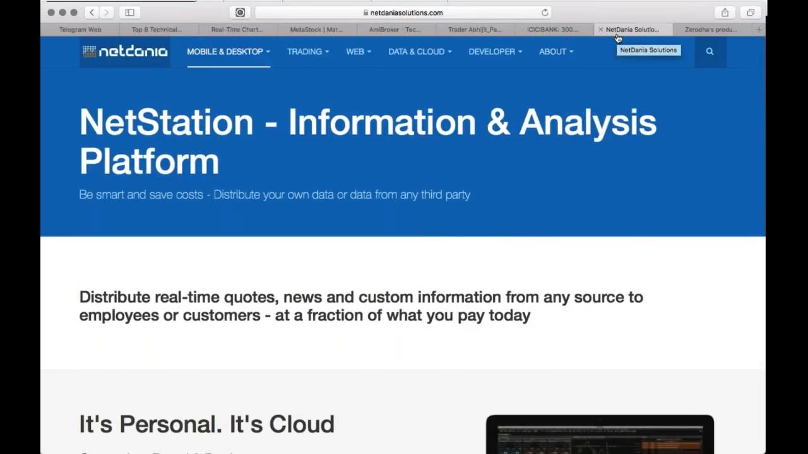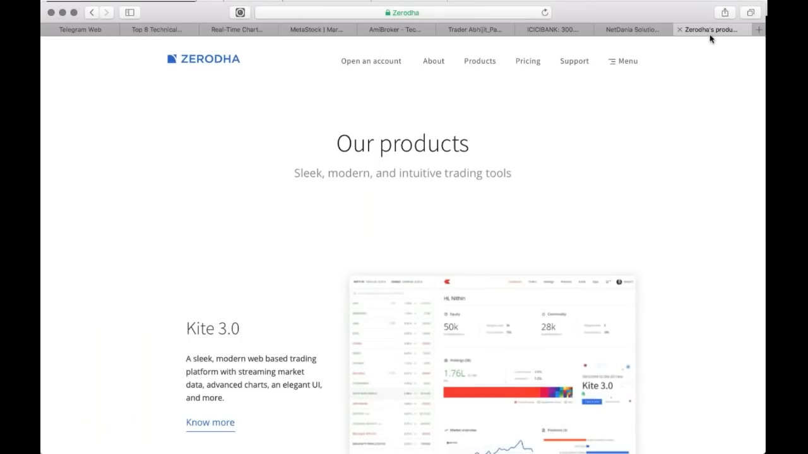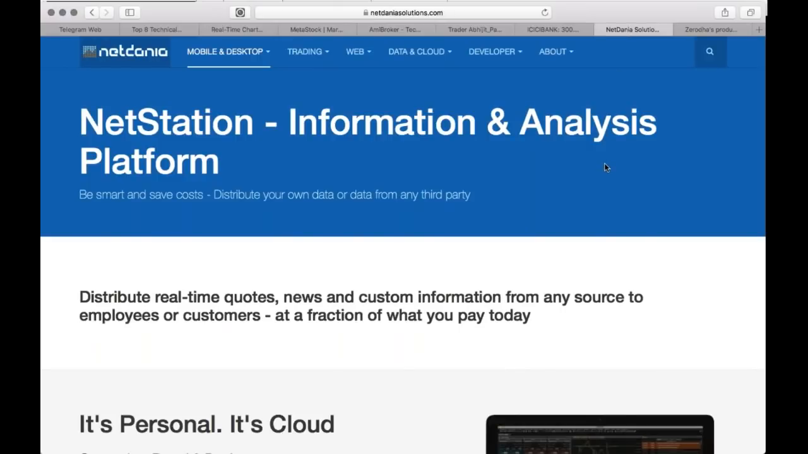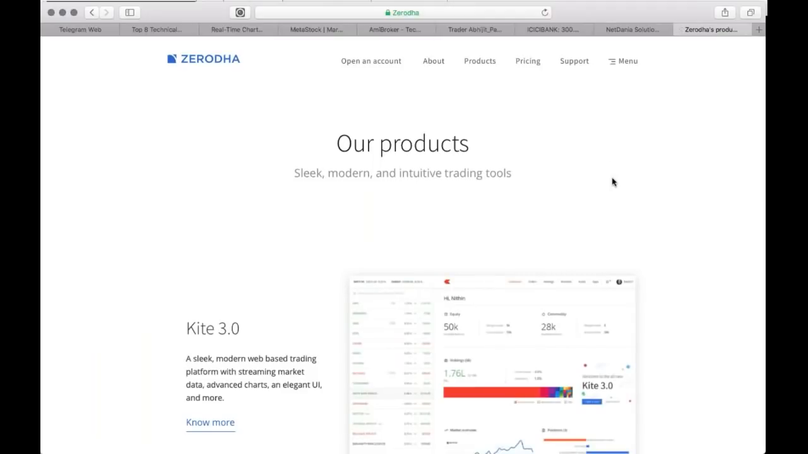NetDania especially is a forex broker. All right. So they would probably like you to open their account and trade forex in whatever part of the country you are. In India, you will not be able to trade legally. People who have joined us from outside India, they would probably be able to do that.